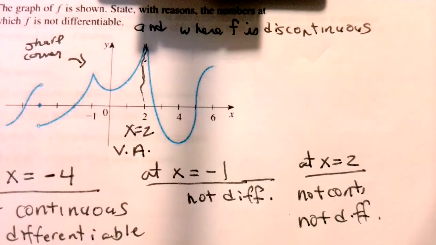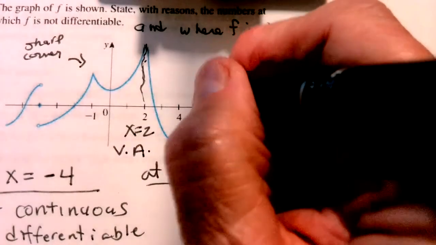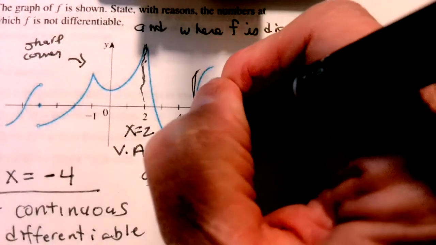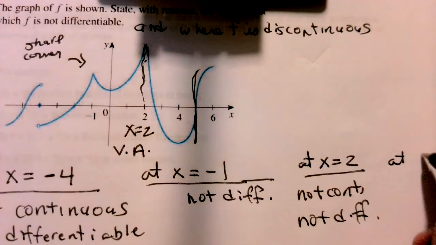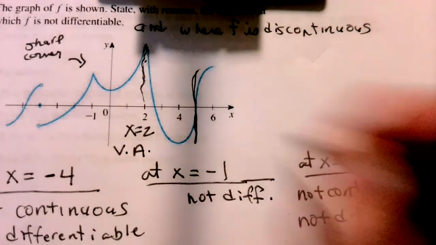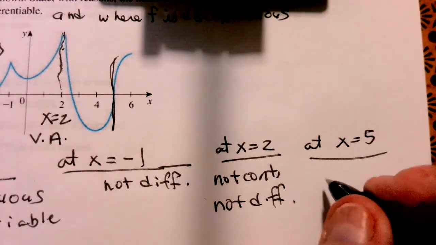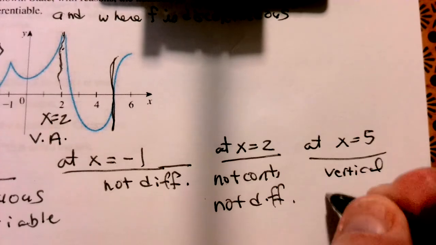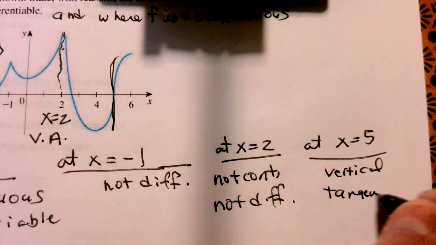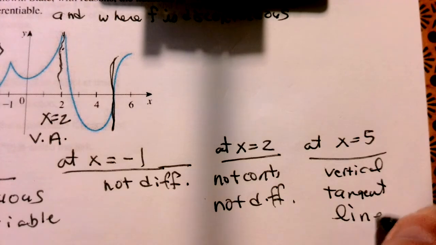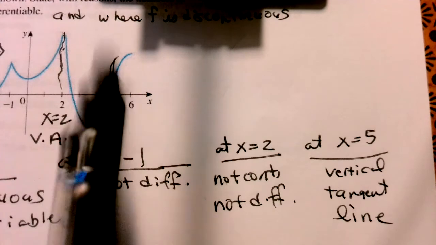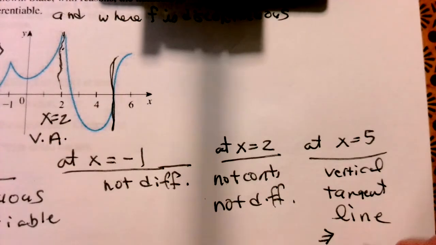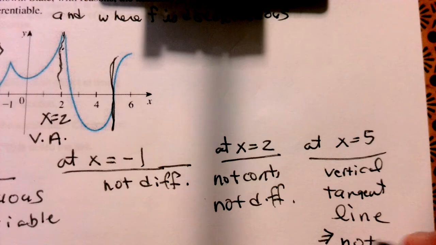And then the last place that we have something going on, and sometimes it's kind of hard to tell whether it would really be a vertical tangent line or not, but at x equal 5, that is a vertical tangent line, not a vertical asymptote, but a vertical tangent line. So it is continuous. It's not discontinuous there, but it is not differentiable.